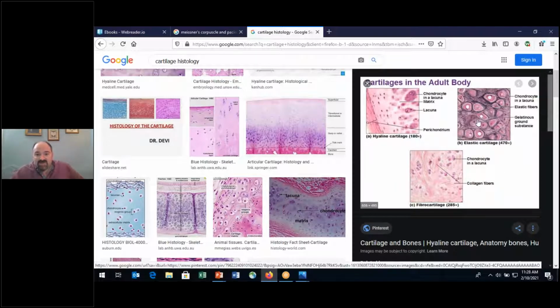Hyaline cartilage, elastic, and fibrocartilage. Okay, three different types of cartilage. They're very unique in how they look, but similar, but unique. And they also are in different areas of the body, and you'll need to know that.